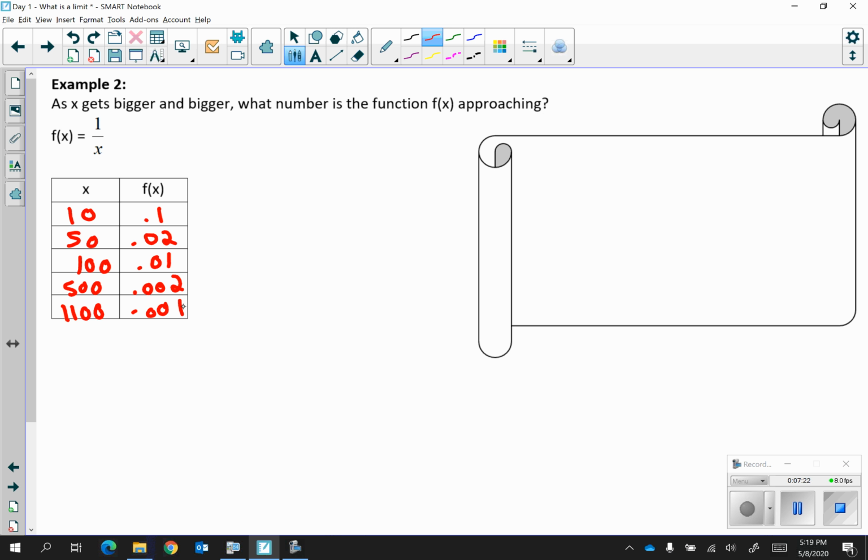So based on picking these large numbers, can you figure out what's happening to the function? What number is it getting closer to? And that number is going to be 0. So we're going to say we're approaching 0, but never actually hitting it.